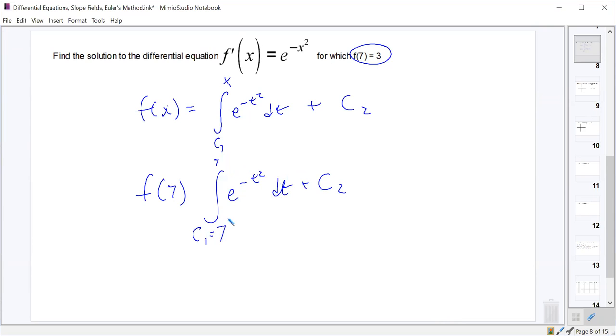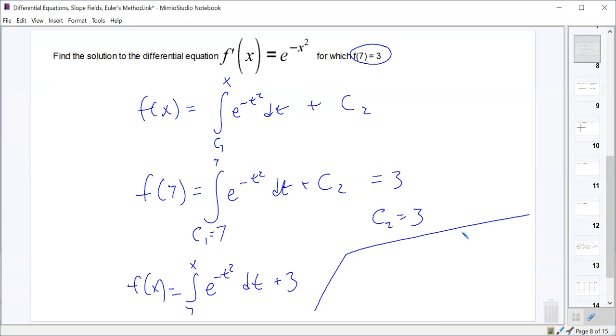And if f of 7 is this plus a second constant, and that needs to equal 3, what does the second constant need to be? C2 needs to be, this whole first part is 0, and it needs to equal 3. Constant 2 should be 3. So we would say that f of x is equal to the integral from 7 to x of e to the negative t squared dt plus 3.